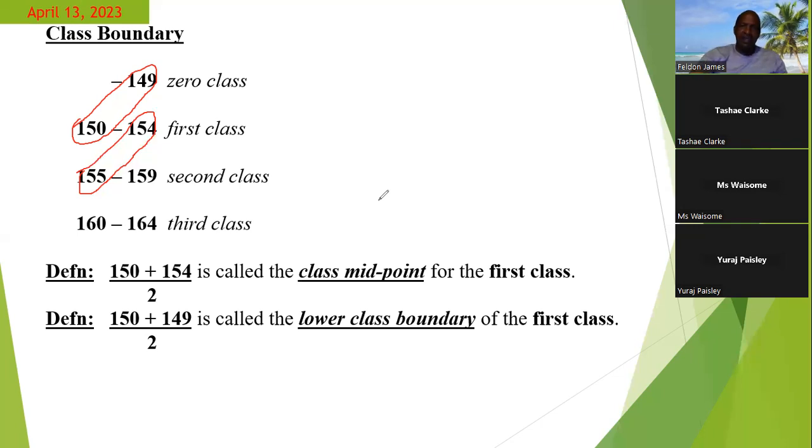All right, let me take it a little slowly for you guys. Let me go back to where everybody understands the class midpoint. Yes, sir. Mr. Paisley, everybody in the room? Yes, sir. All right. Do you understand this formula for the boundary?